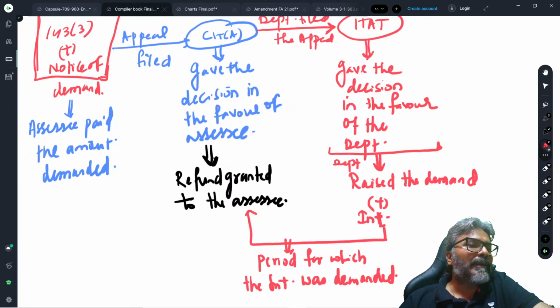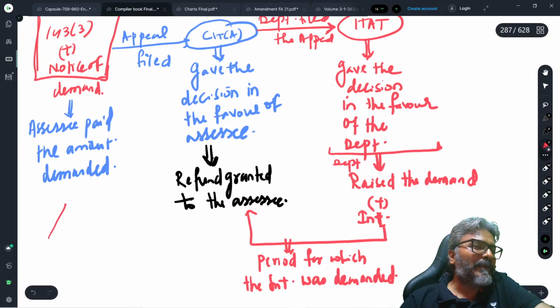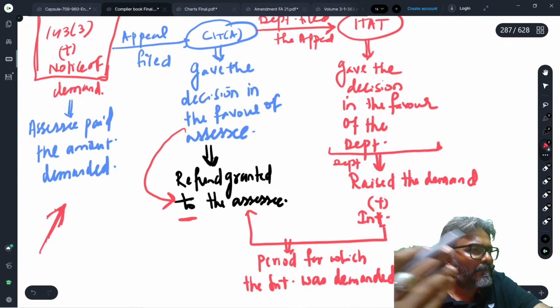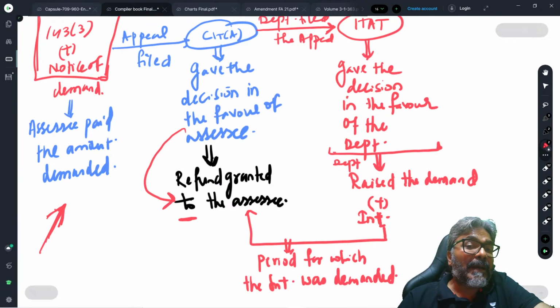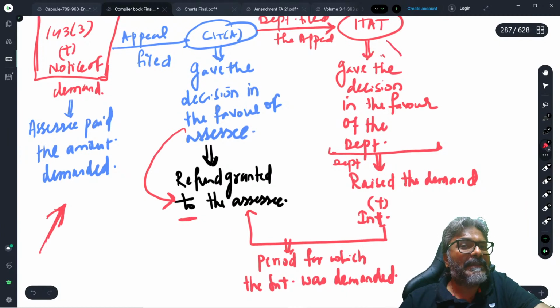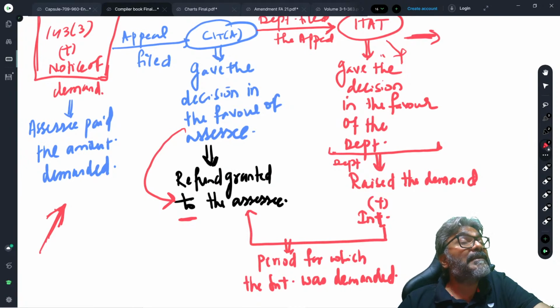Answer is no. Why? Because you made the demand, I paid. You lost the case, I got the refund. Now you won the case with the ITAT, so you will raise a demand. And from the date when the demand is raised, we will start calculating the 30 days period. Only when I don't pay will the question of interest arise.